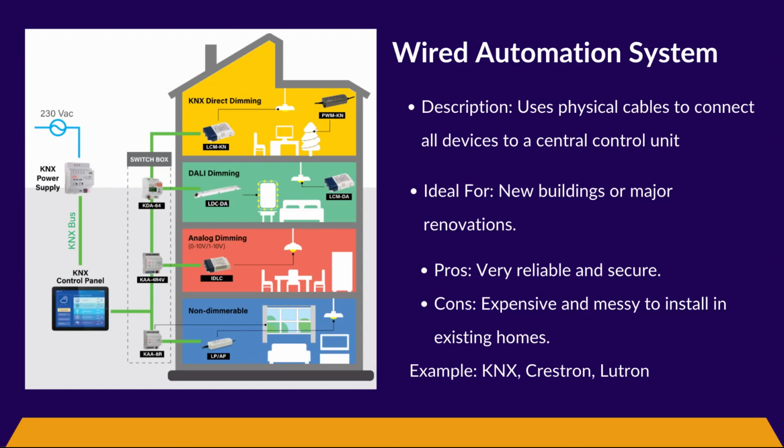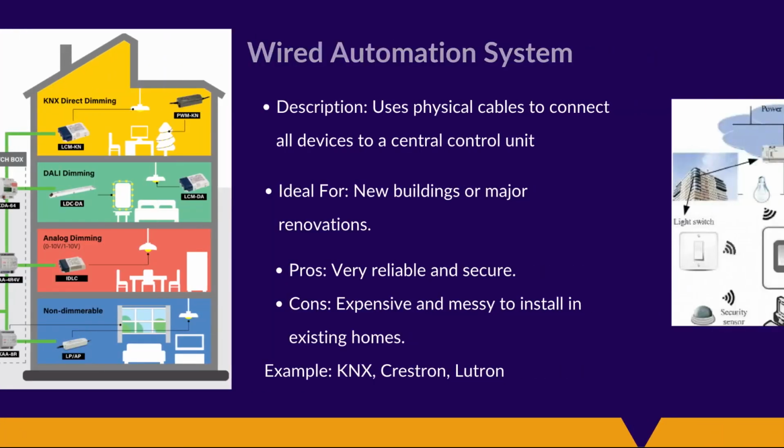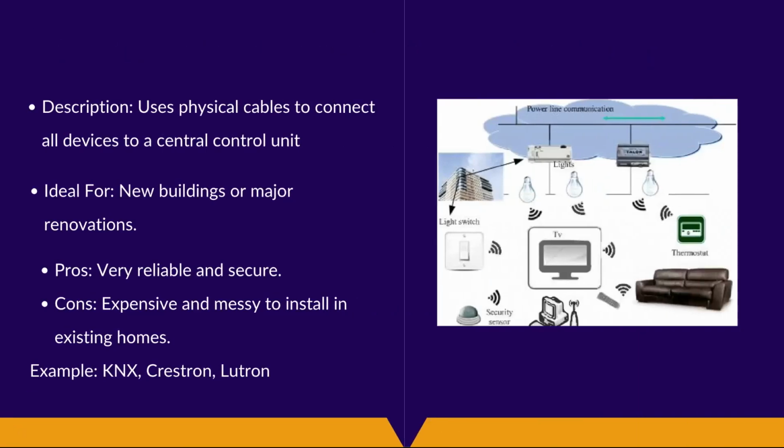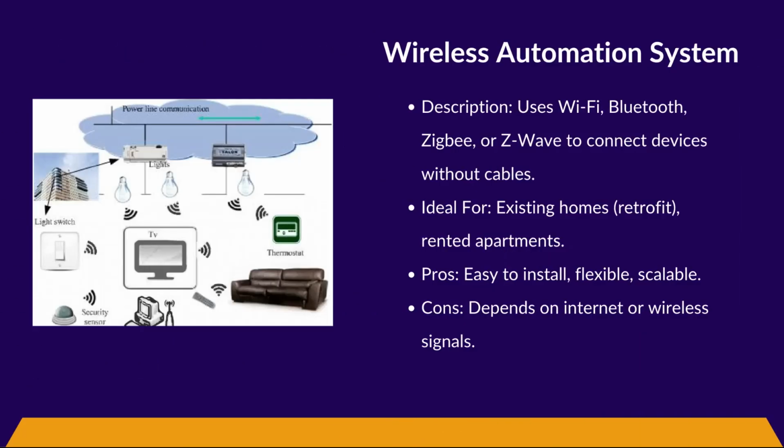The cons are that it is very expensive and can be very messy to install. Like I said, you have to break all your walls and start rechanneling the cables, the points, and the other stuff. Examples are the KNX devices, or Crestron or Lutron devices. All right, so that's the wired solution. Now the wireless solution.